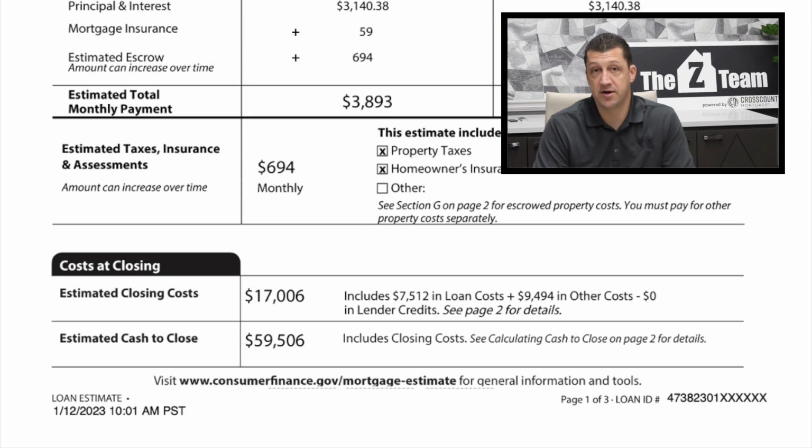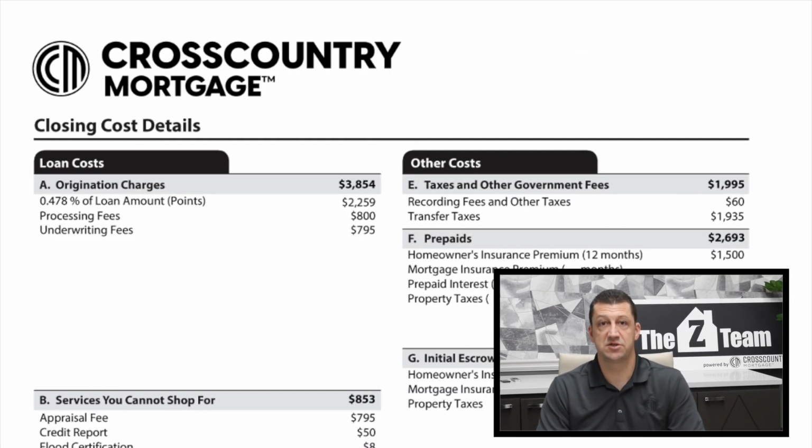And then at the very bottom, you'll see your estimated cash to close. This is an estimate as final invoices, taxes, insurance, and other items are updated in the loan. This number may change, but should not change very much as long as the lender issued this number in good faith. All right, so let's look at page 2 of the loan estimate.